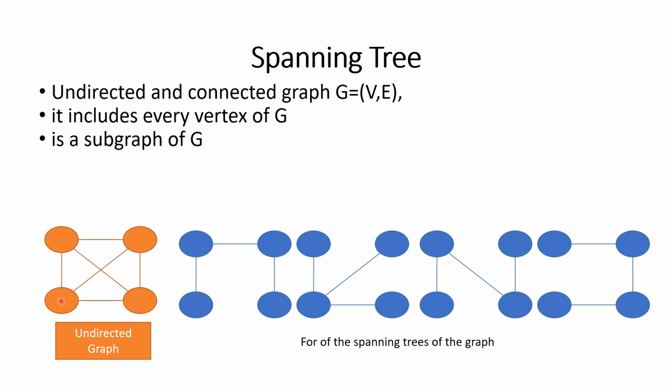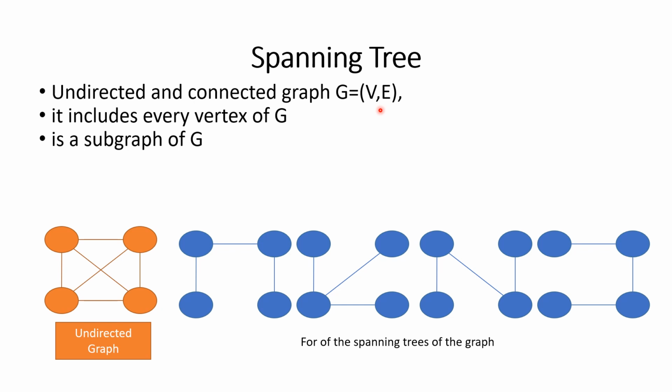So here in this graph, which is in orange color, we have four vertices V1, V2, V3, V4. We have lines connecting the vertices. The lines connecting the vertices are called edges. So a graph is a combination of vertices and edges. In a spanning tree, let us consider an undirected and connected graph G, a combination of vertices and edges.